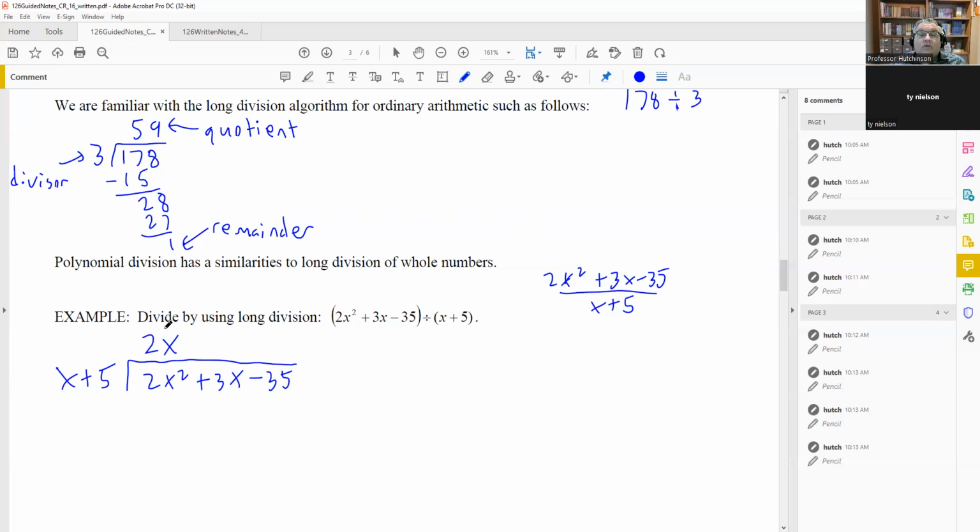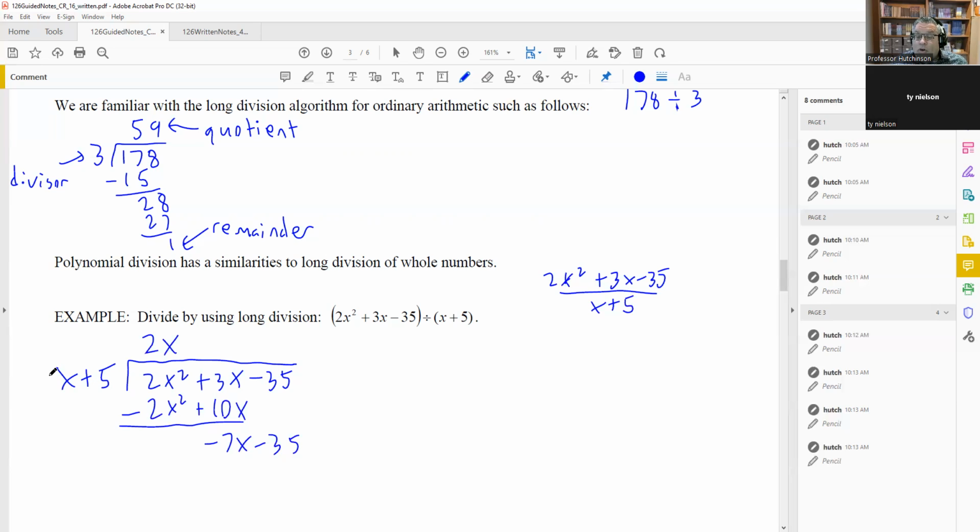So once you figure out what needs to go on top here, now you're going to take this and multiply by both things on the outside. 2x times x is 2x squared. 2x times the 5 is going to give you 10x. Now, as in long division, notice that we had a minus sign up here. We're also going to subtract here as well. So 2x squared minus 2x squared is nothing, it's 0. 3 minus 10 is negative 7x. Last time, we brought down the 8 when we were doing long division. So this time, you're going to bring down the minus 35.